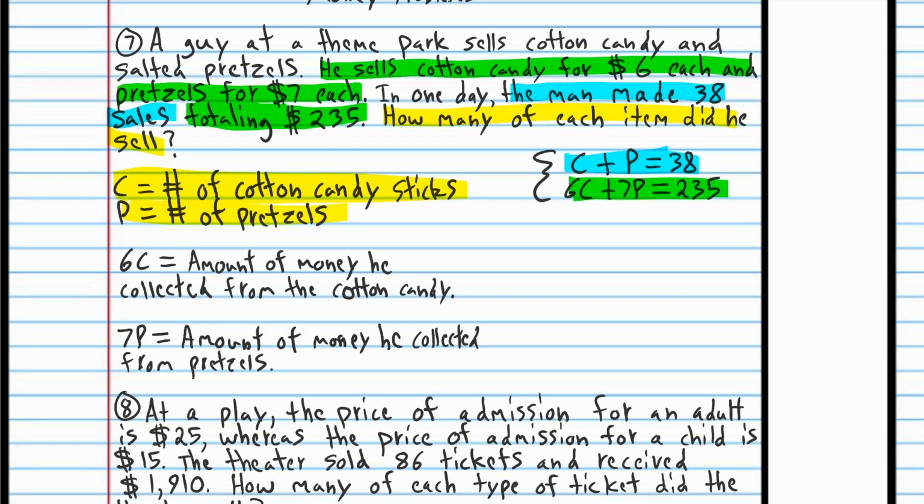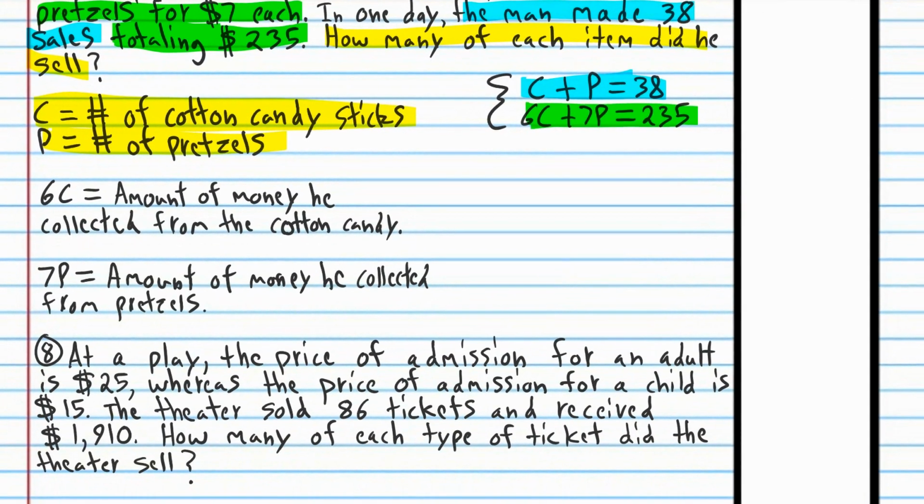So now we have a system of equations as usual, but for this system we're not going to use substitution. And the reason we're not going to use substitution is because there's no variable isolated here. There's no variable by itself on one side of the equation. So we're going to have to use elimination.